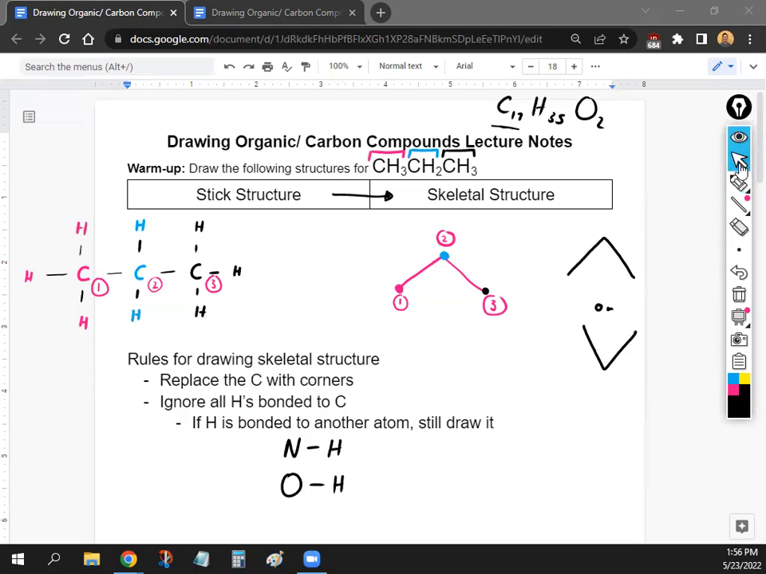Okay. So I know this one might be a little bit weirder because it's such a small molecule, but you'll see why this is helpful as we do the next 2 examples because we'll have bigger molecules, okay? All right, ready to move on?